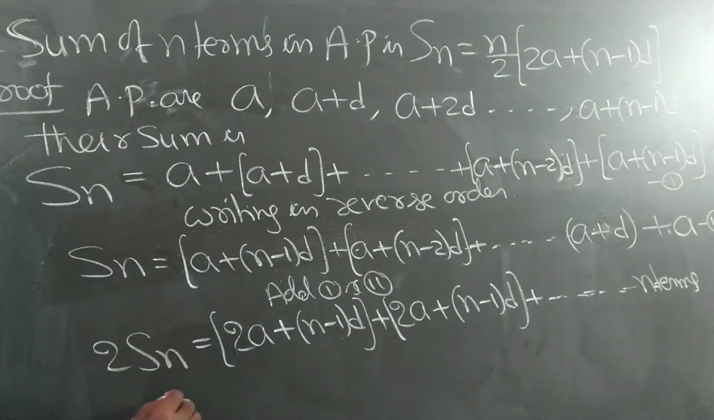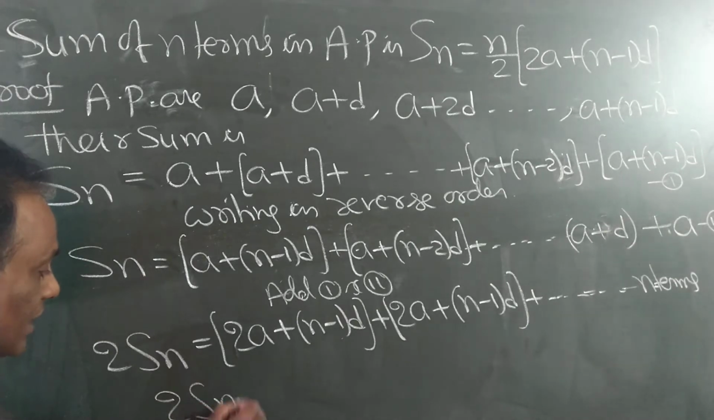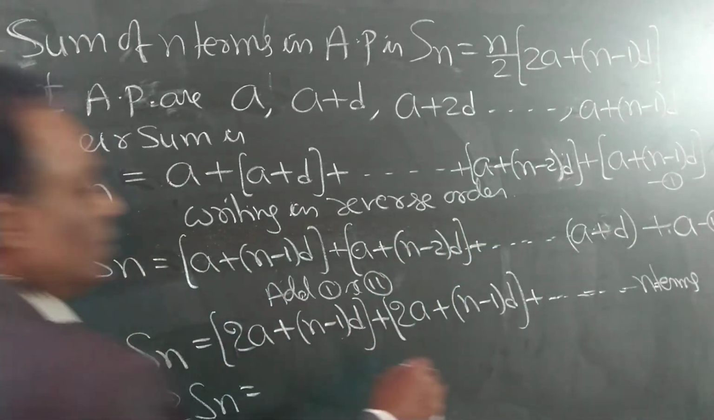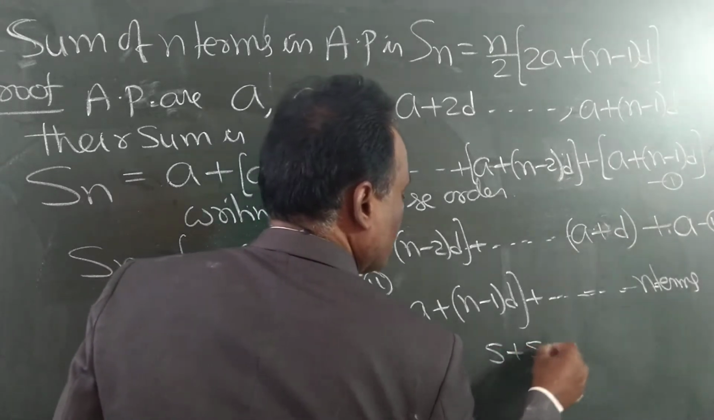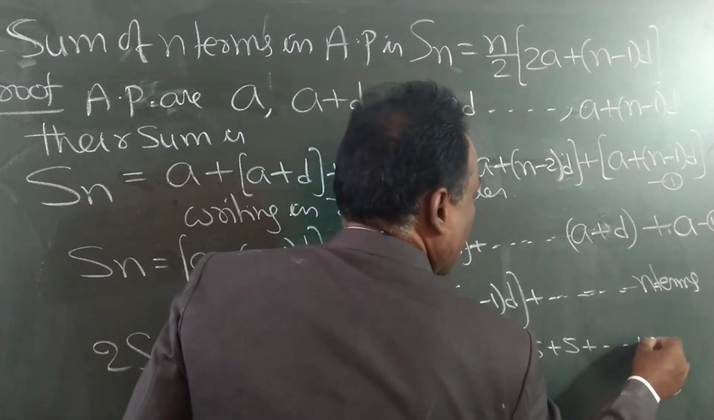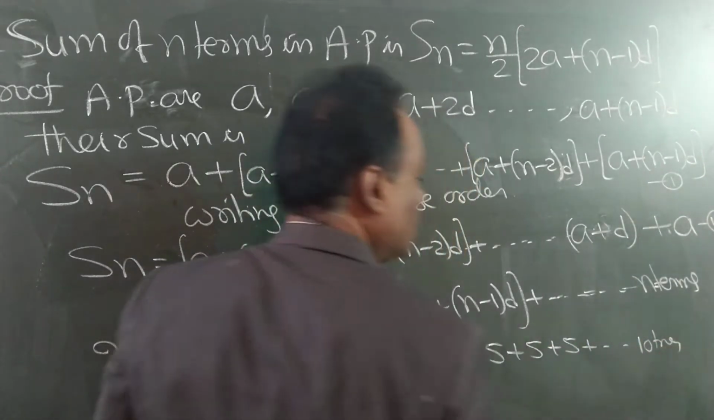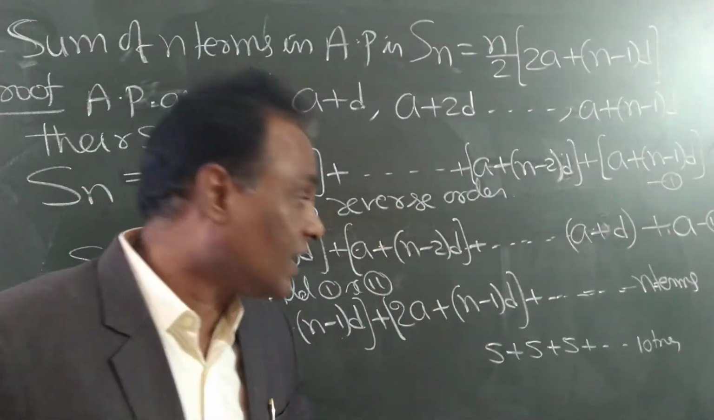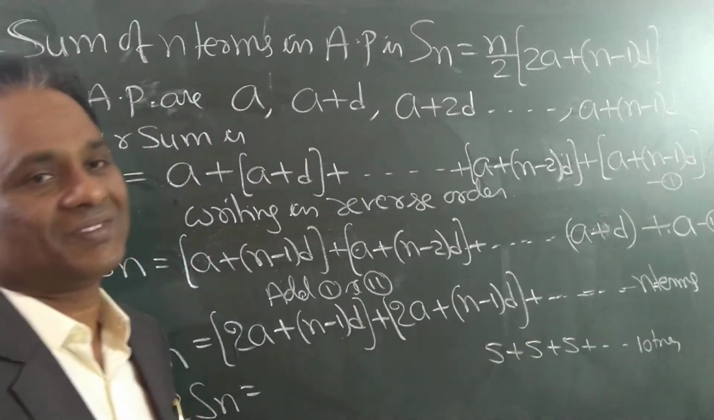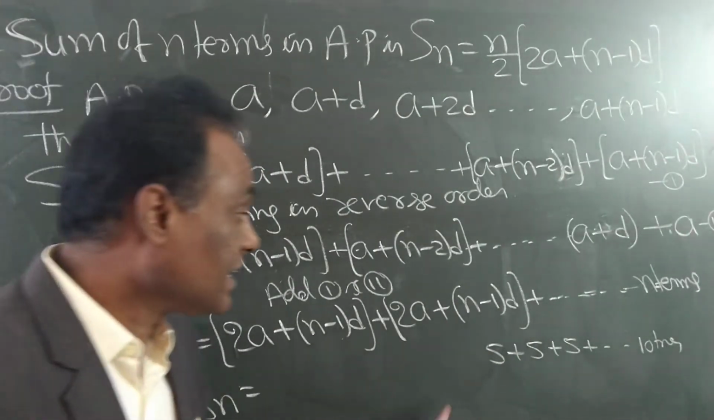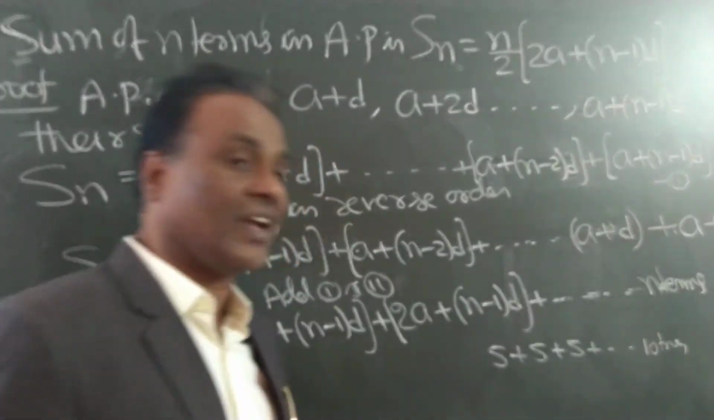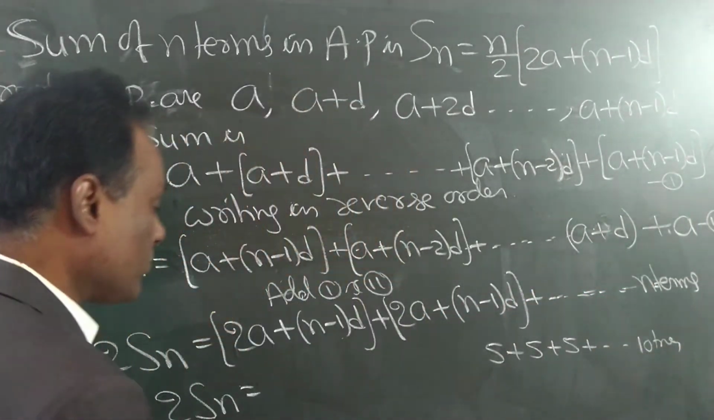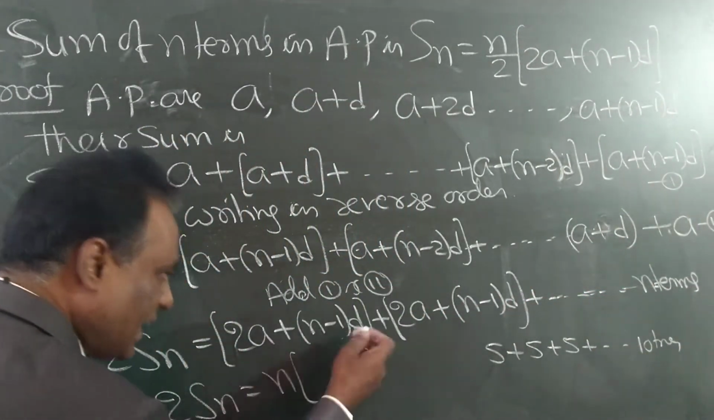Suppose the same number is added n times. What is the answer? Suppose 5 plus 5 plus 5, 10 times if you add. 5 is added 10 times. What is the answer? 10 into 5. Same number is added how many times? n times. The answer is n into each number.